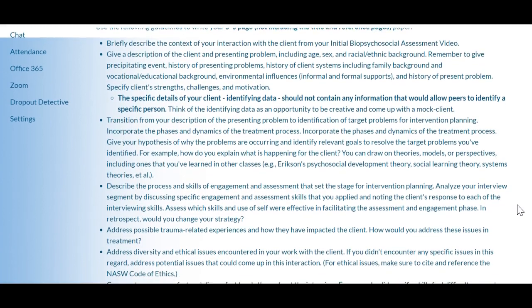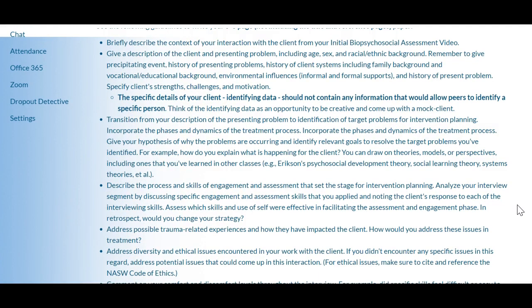In part 4, you'll describe the process and skills of engagement and assessment that set the stage for intervention planning. Analyze your interview segment by discussing specific engagement and assessment skills that you applied, noting the client's response to each of the interviewing skills. Assess which skills and use of self were effective in facilitating the assessment and engagement phase. In retrospect, would you change your strategy?